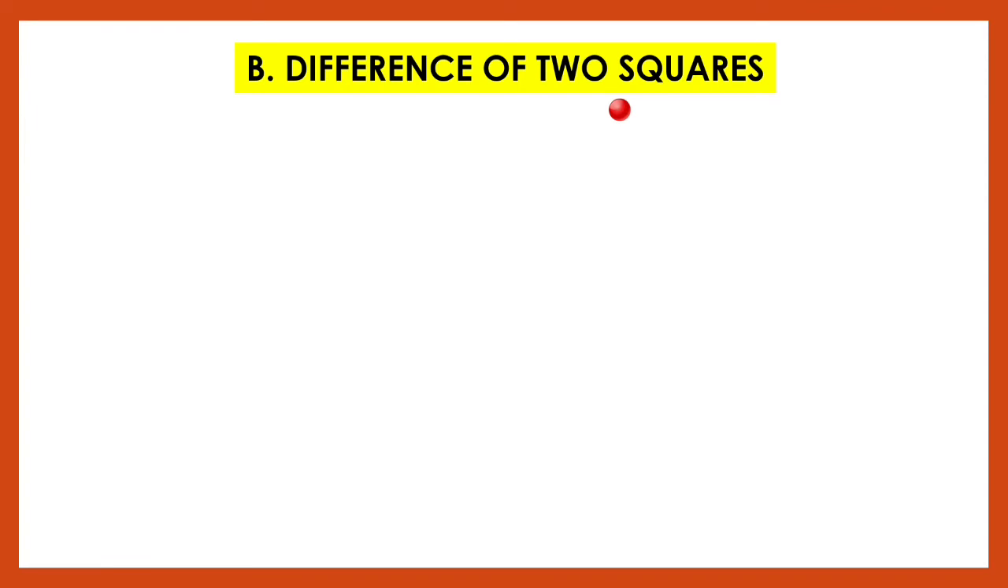Okay, let's have another type of factoring by difference of 2 squares. So, let's have example. Factor a square minus b square. Ang factor niya ay a plus b at saka a minus b. So, paano natin malalaman na difference of 2 squares? Ibig sabihin, yung first and last term ay merong perfect square root or perfect square siya.